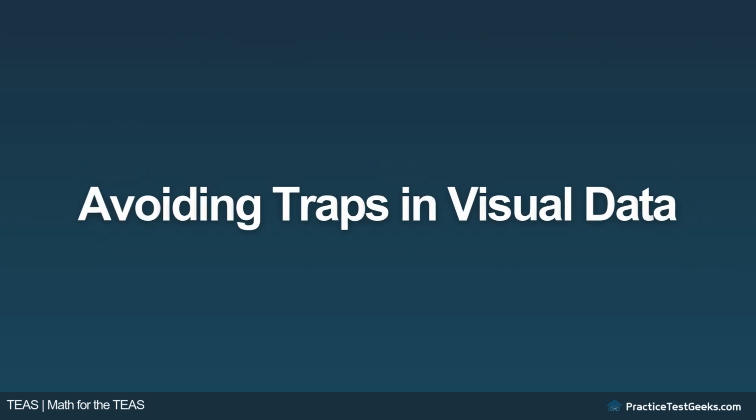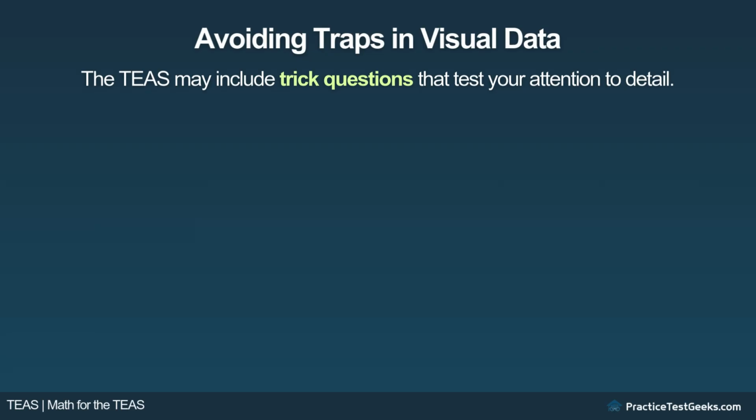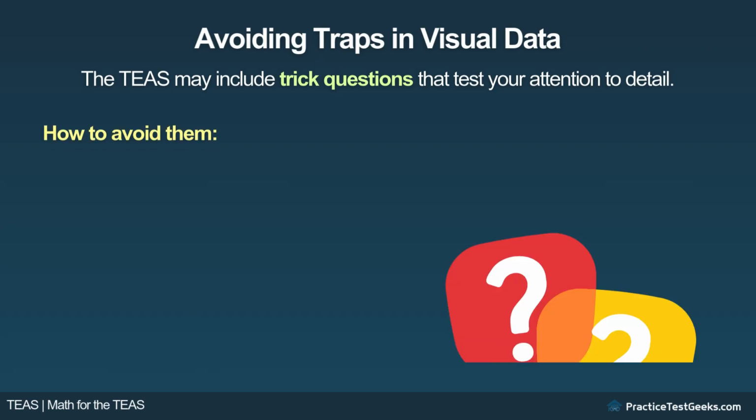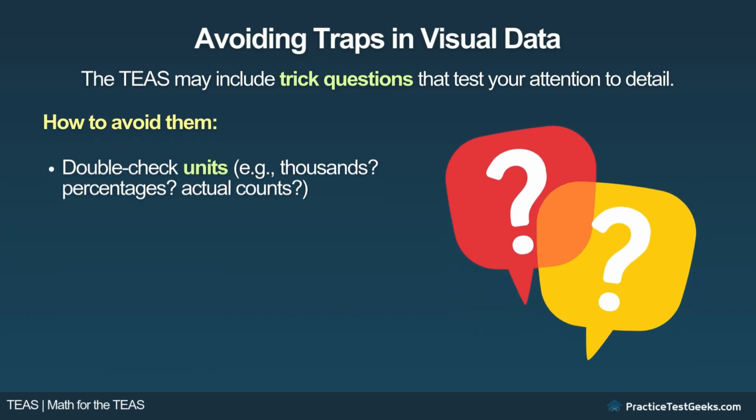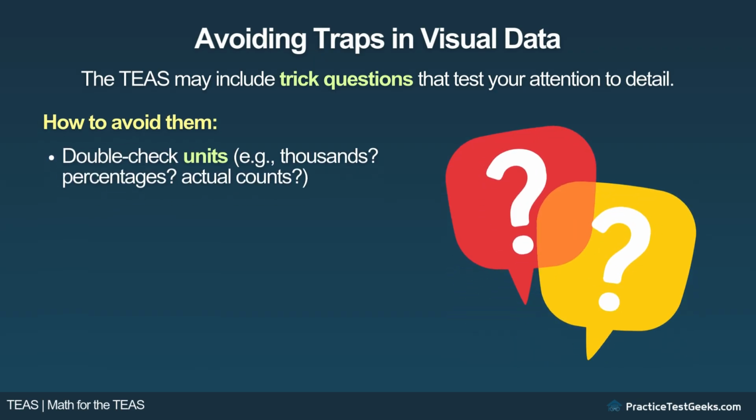Now let's talk about a few common traps that can trip you up, especially when you're under time pressure. These visual questions aren't always about doing hard math. Sometimes they test how carefully you're reading the data. Here's how to stay sharp. First, double-check the units. Are the values shown in thousands, percentages, or actual counts? Mistaking one for the other can lead you to pick the wrong answer.